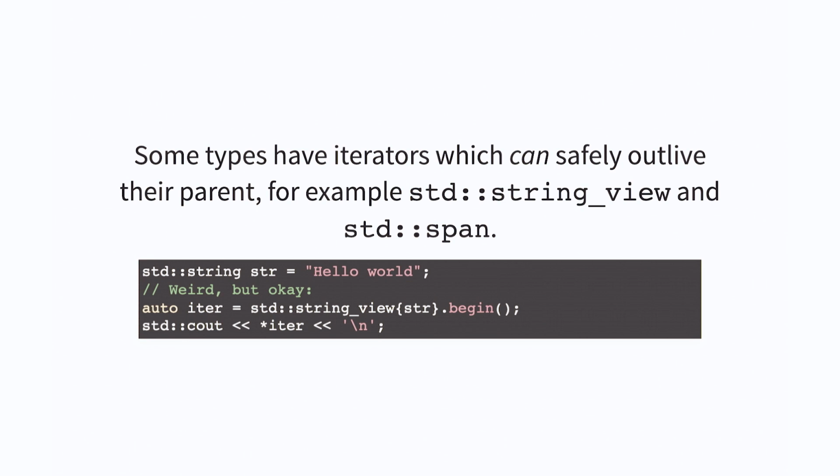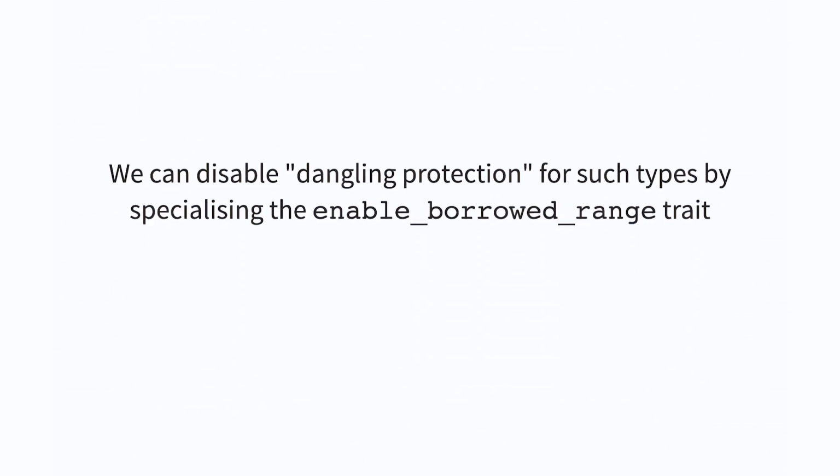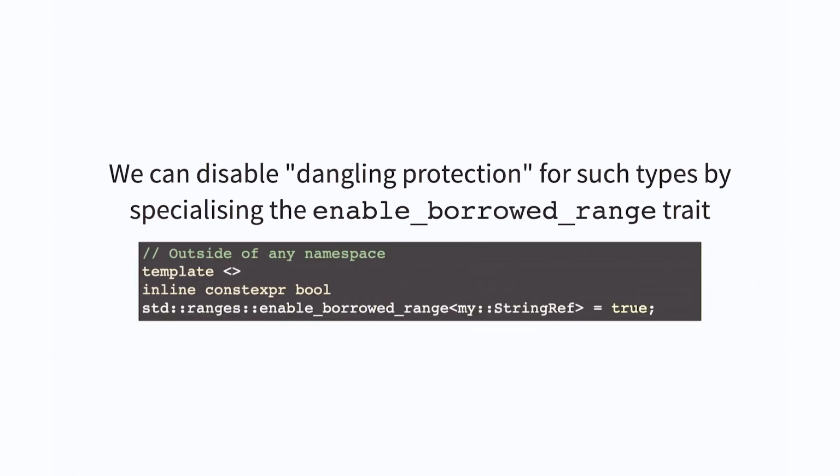So for these types, like string view and like span, we don't need this dangling protection that ranges offers, this changing of the return type into one of these ranges dangling things. So actually, for types like string view and span, we can disable the dangling protection. We can tell the ranges machinery, hey, it's okay, don't worry about it. These iterators are not going to dangle. You can safely return them from an algorithm. And the way we disable this dangling protection is by specializing a standard library trait, enable borrowed range.